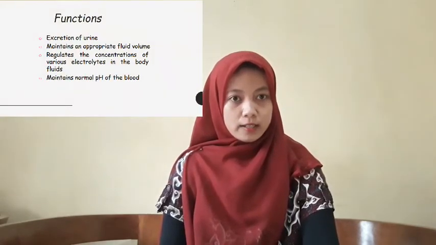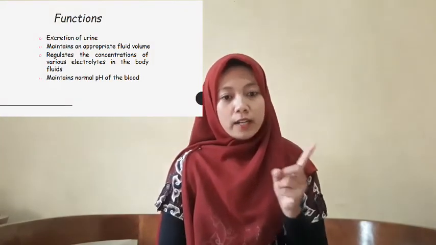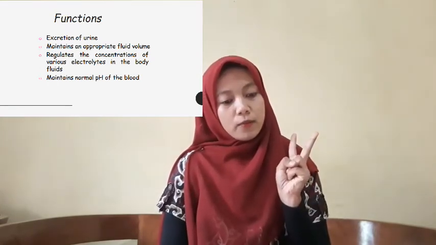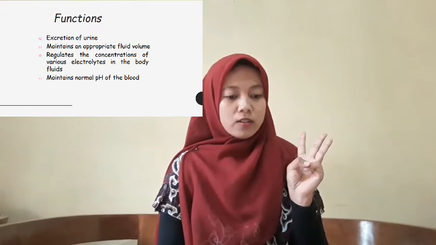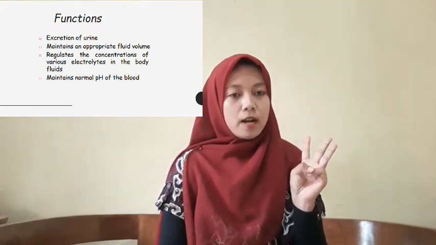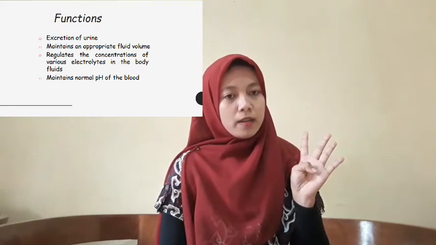Number 4, urinary system. The urinary system is a group of organs in the body concerned with filtering out excess fluid and other substances from the bloodstream. Urination, or micturition, is the act by which urine, a combination of salt, water, and urea, is expelled from the urinary bladder. The functions of the urinary system are excretion of urine, maintaining an appropriate fluid volume, regulating the concentration of various electrolytes in the body fluids, and maintaining normal pH of the blood.